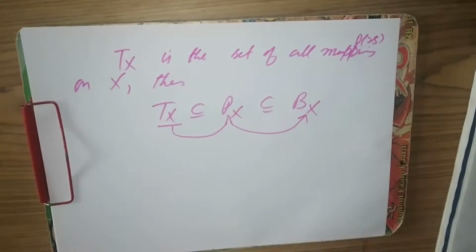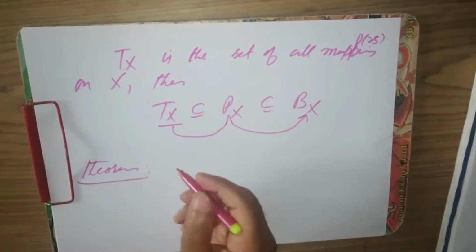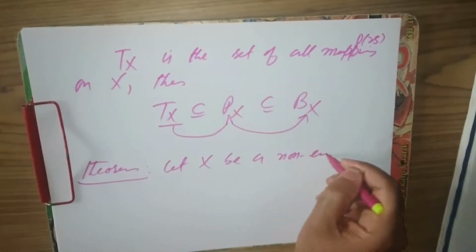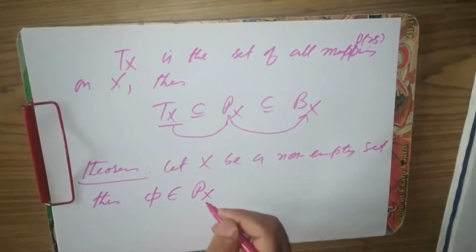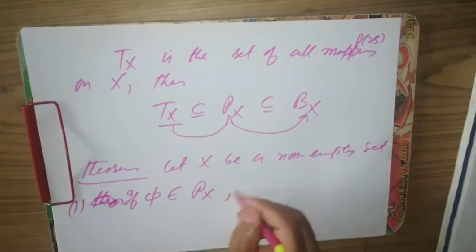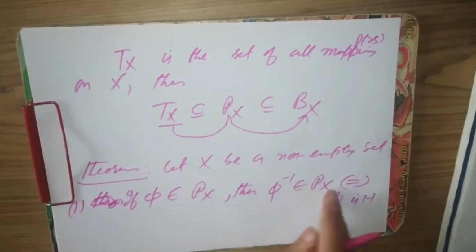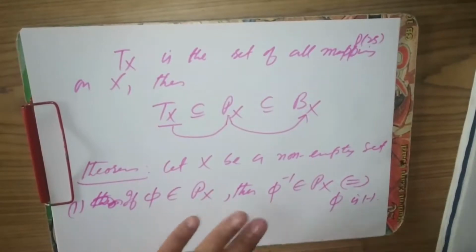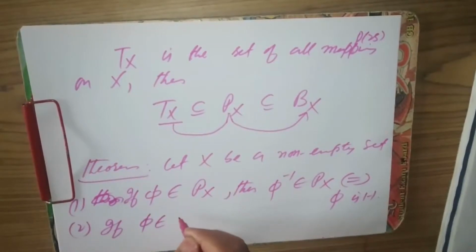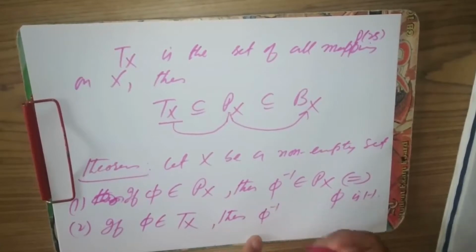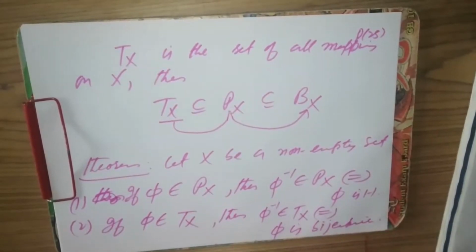And we have the following theorem that you can do yourself. Let X be a non-empty set. If phi belongs to Px, a partial map, then phi inverse is also a partial map if and only if phi is 1-1. So in general, phi inverse is not a partial map. You can easily construct an example of a partial map such that its inverse is not a partial map. That's very simple, not too difficult. Similarly, if phi belongs to Tx, phi is a map, then phi inverse is also a map if and only if phi is bijective, which you had done in the graduation course.